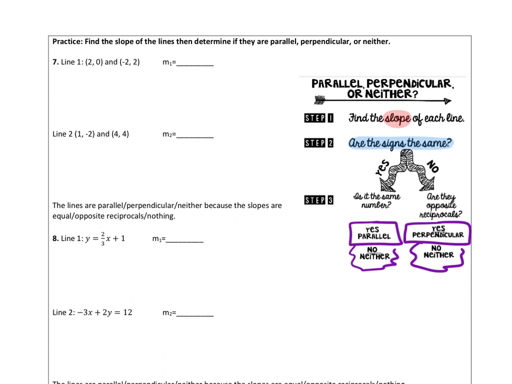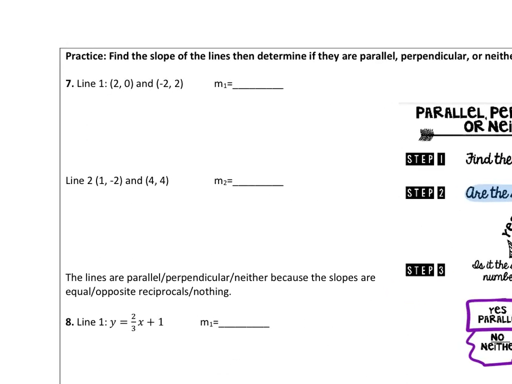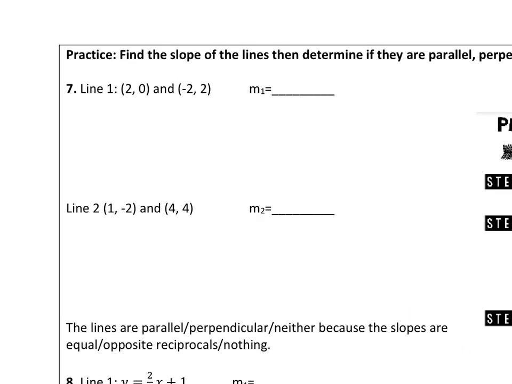Let me show you one, or part of one, and you're going to help me finish it. So in number 7, we have these 2 lines, line 1 and line 2. We need to first find the slopes of both of these lines. The way Miss Quigley taught me to do slopes is to label my points and then use that slope formula to figure out what the slope is.